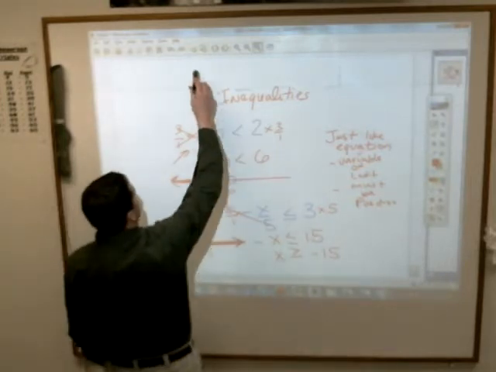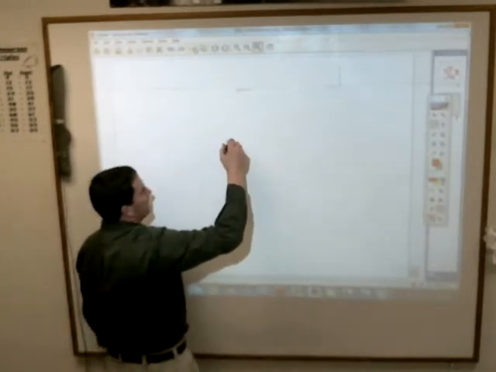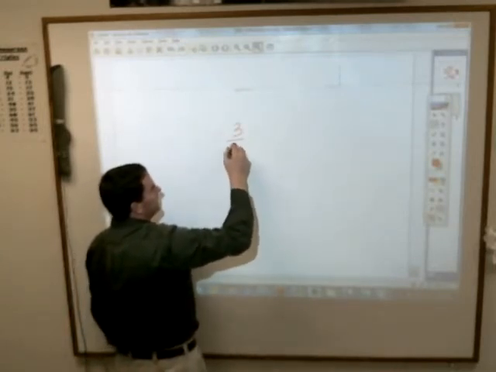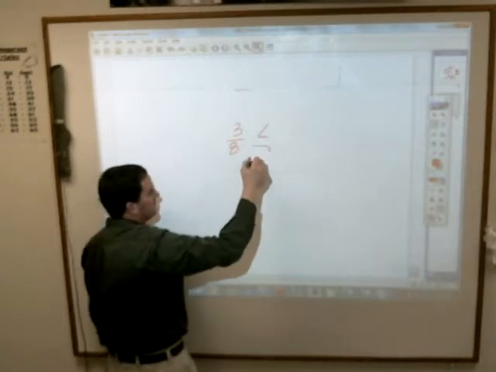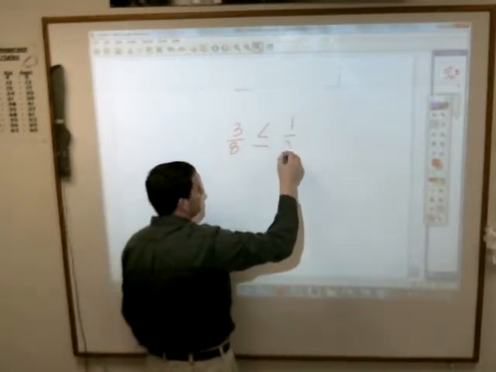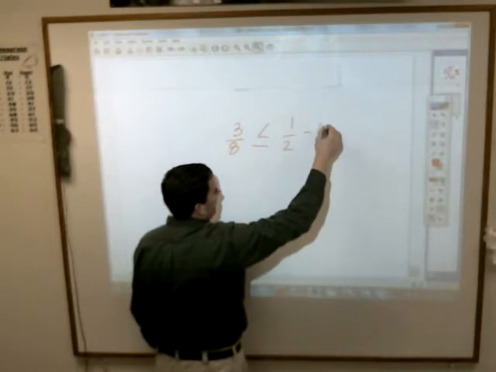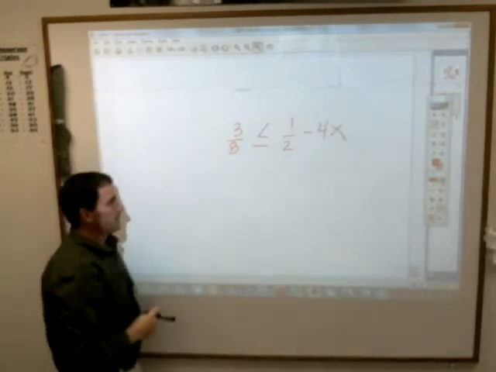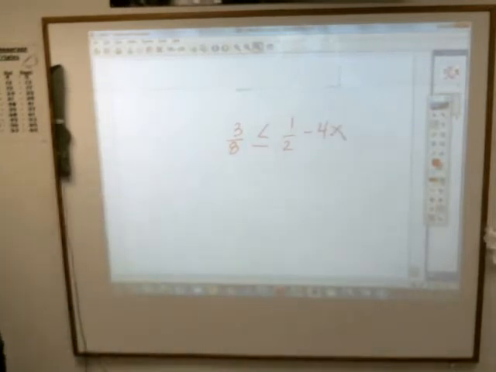So I'll give you the test here. What about this? What if I have 3/8 is less than or equal to 1/2 minus 4x? I'm going to give you a second. You solve that for me. There are about 8 different ways that you could go wrong when you solve this. And the person that gets it right will get the ultimate prize.